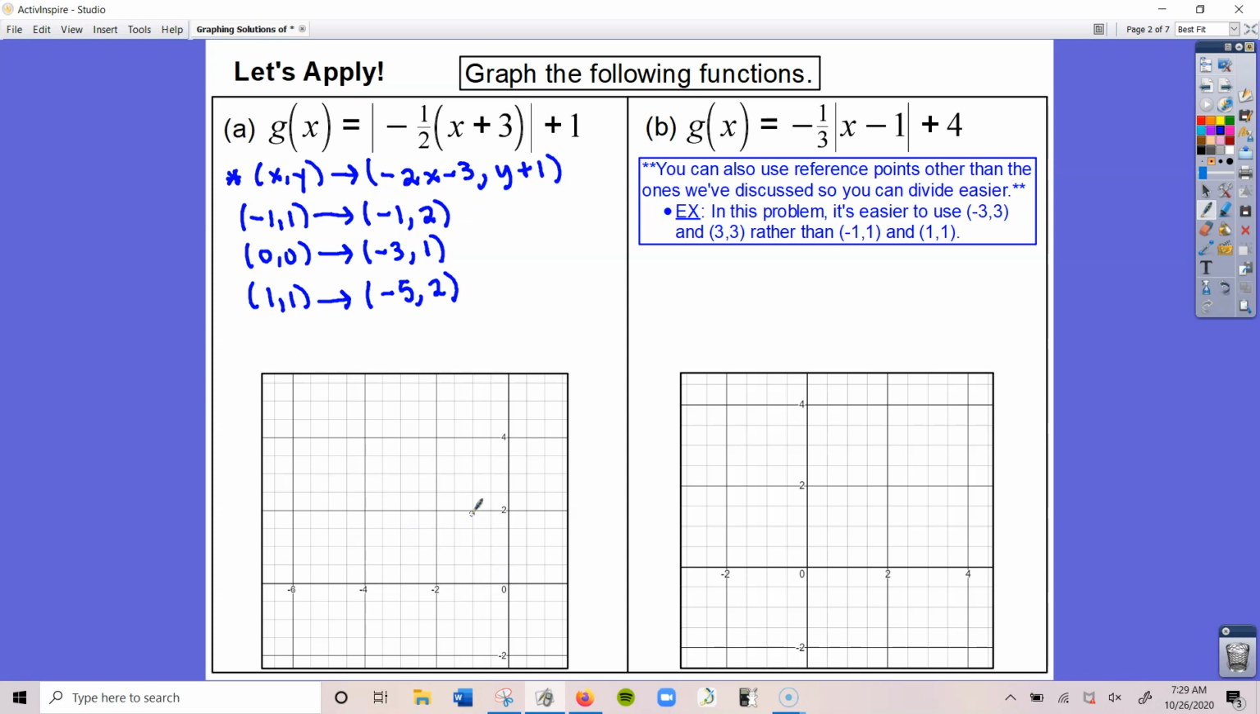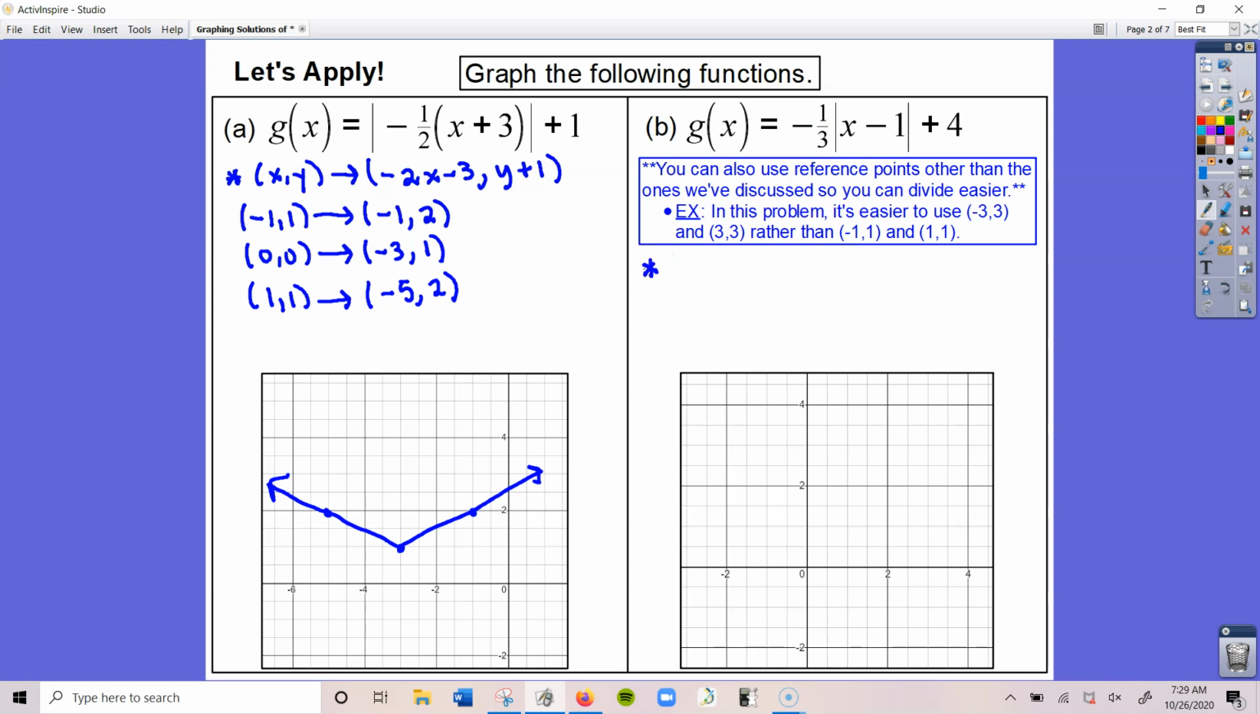So we have negative 1, 2, negative 3, 1, and negative 5, 2. And this would be my graph. Remember, it should always look like a V. Now let's look at this one here.